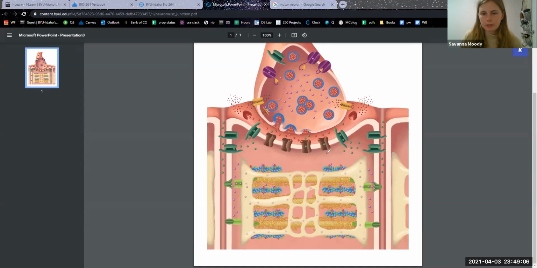So what happens is, as positives come into the cell, they need to be dispersed somehow to go deep into the muscle. And the way they do that is through these things called T-tubules. Now, a T-tubule is kind of like a donut. It's poked all the way through the muscle cell and it extends all the way down.